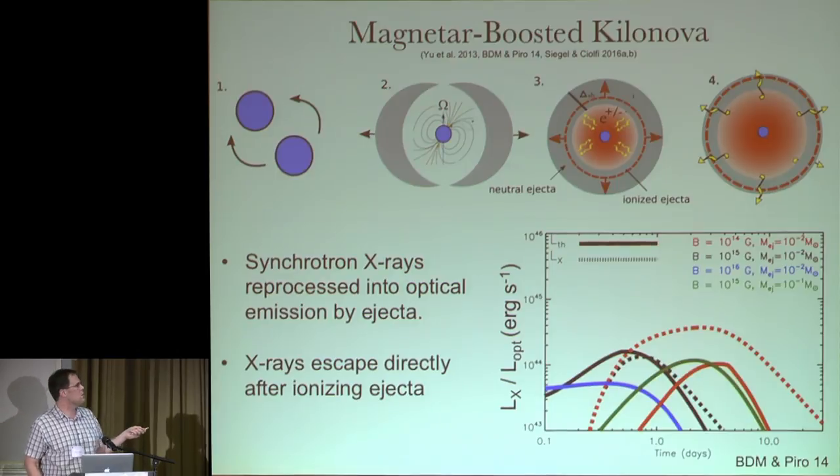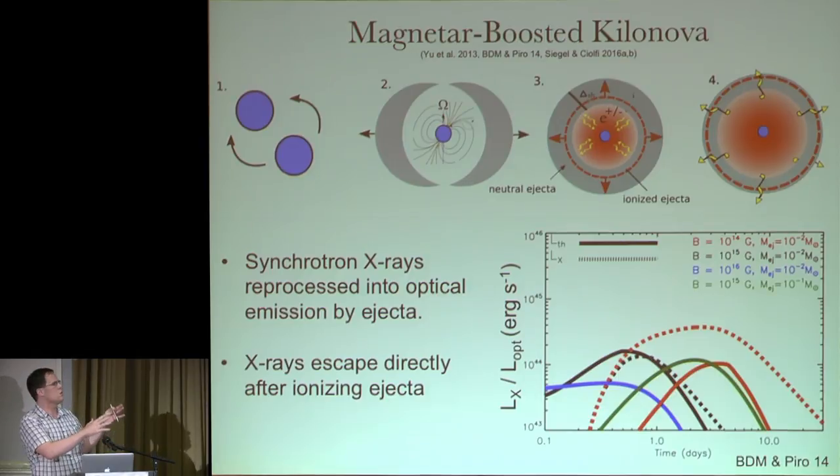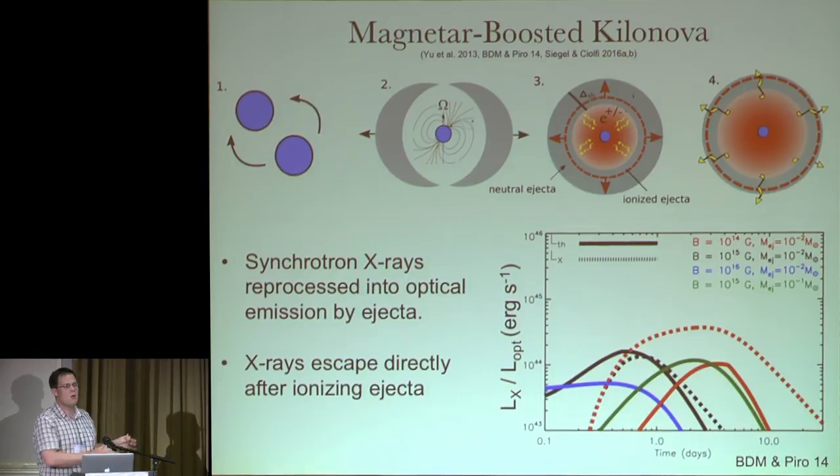And if that's the case, you only need to get a small fraction out, and you can boost the potential kilonova by orders of magnitude. Okay. So even if these aren't associated with short GRBs, if a small fraction of mergers go through this channel, they could produce much brighter transients, which would be much easier to detect.